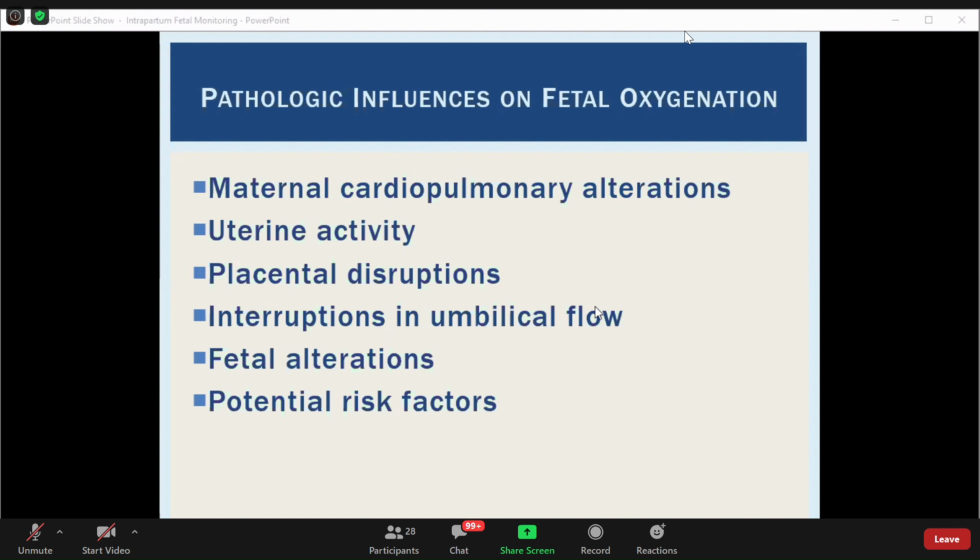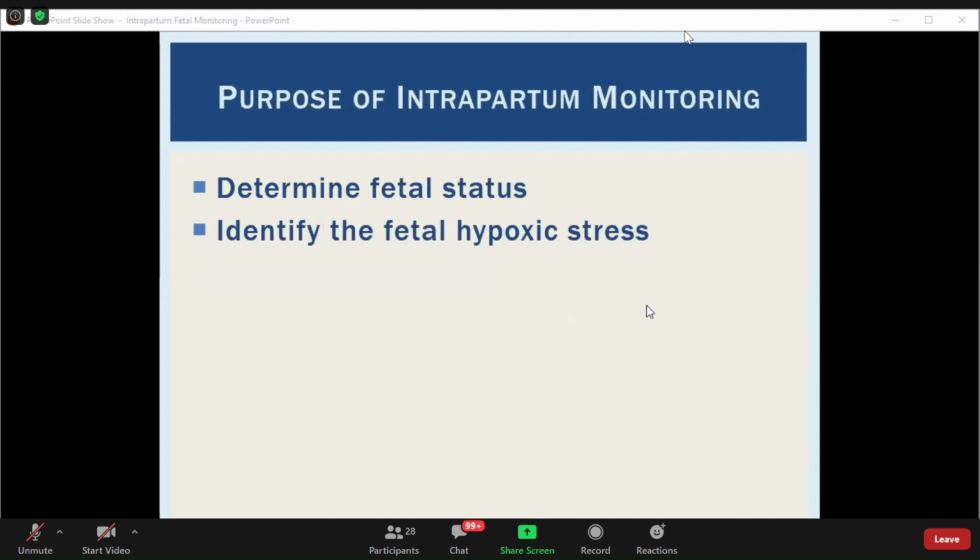So any potential risk factors, again, I'm going to take you back to the history. When you looked at the maternal history and you saw that she was diabetic, she's hypertensive, she was in a motor vehicle accident, these things should start to occur to you. There can be a negative impact on fetal oxygenation, okay? So, intrapartum monitoring, why are we even bothering to do this? Our purpose is to determine fetal status and to identify any fetal hypoxic stress.